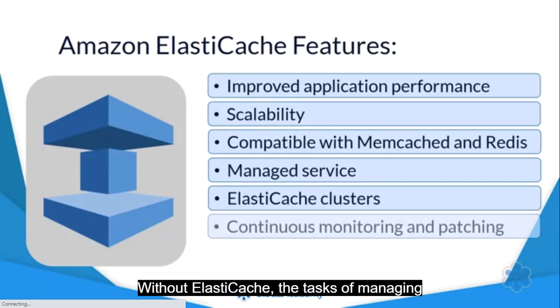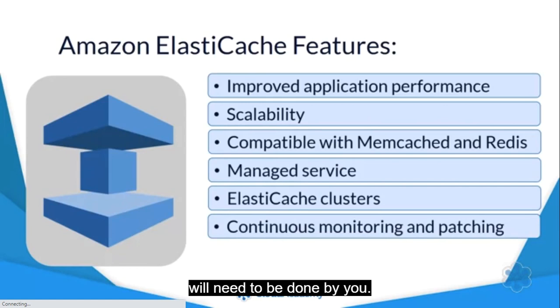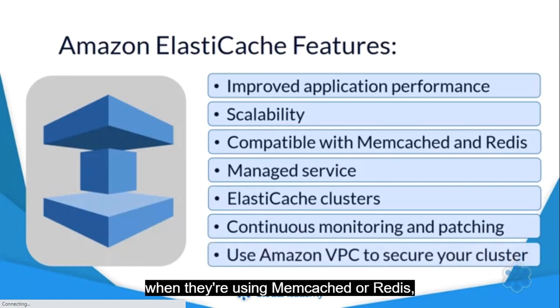Without ElastiCache, the tasks of managing the underlying infrastructure, like scaling, patching and so on, will need to be done by you. Securing the data also falls upon the developer when they're using Memcached or Redis, but ElastiCache can make use of AWS and virtual public cloud security features to protect the data.